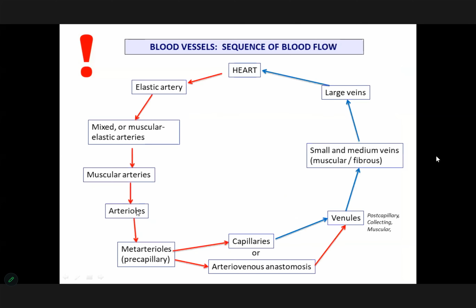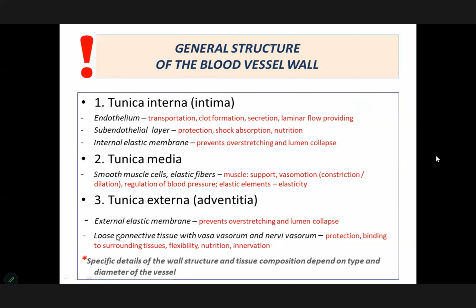So we were talking about the adventitia, in which loose connective tissue provides protection of the vessel, binding the vessel to the surrounding tissues, and flexibility of this vessel, because vessels are located in our body, and when the body moves, the vessels should have some flexibility to not be ruptured.